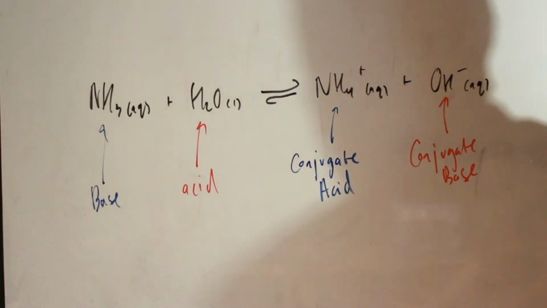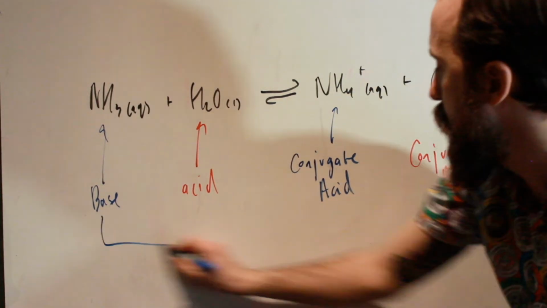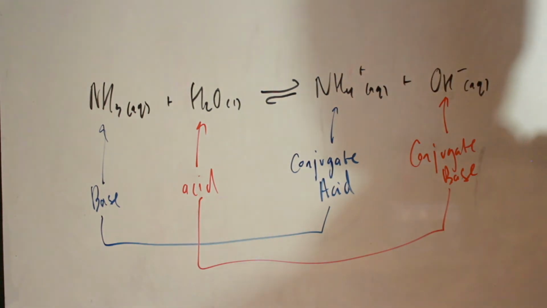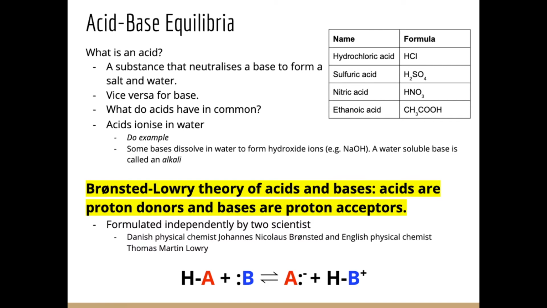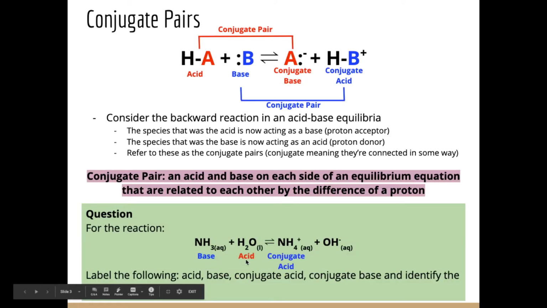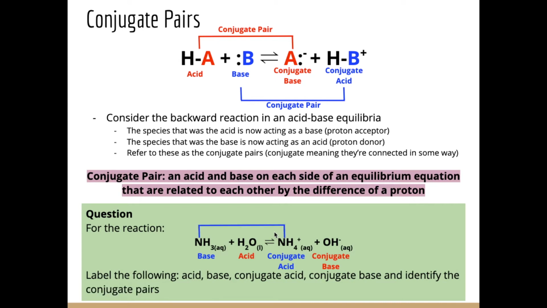And then we've just got to identify the pairs. This is going to be one conjugate pair. This is going to be the other conjugate pair. Let's have a look. We have ammonia as the base, water as the acid, ammonium ion as the conjugate acid, and hydroxide ion as the conjugate base. We have one conjugate pair there, and we have another conjugate pair there as well. Excellent. Let's keep moving through. I don't think there's anything too intense there so far.